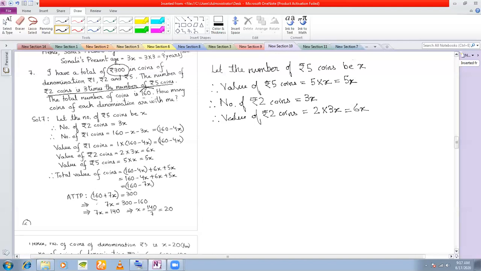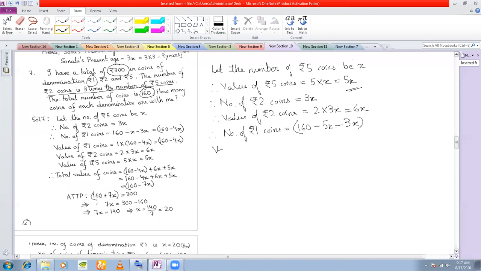Now for rupees 5 coins I know, rupees 2 coins I know. How many coins were there in total? 160. So how many coins are left? Whatever coins are left must be rupee 1 coins. So the number of rupee 1 coins is the total number of coins minus the number of 5 rupee coins, which is 5x, minus the number of 2 rupee coins, which is 6x, sorry, 3x.